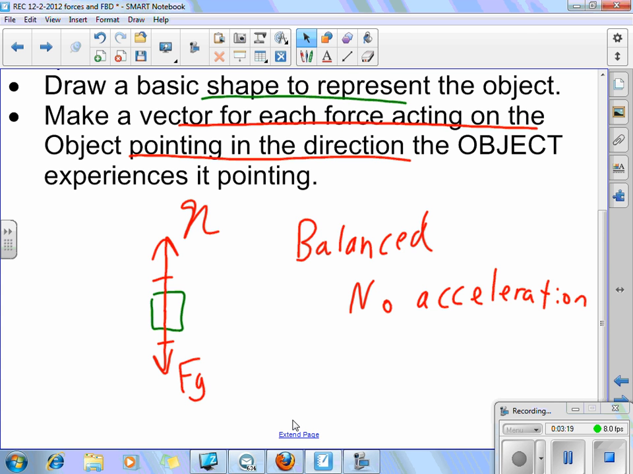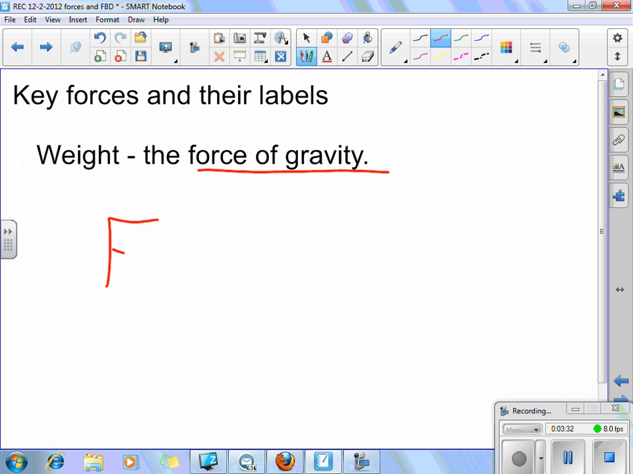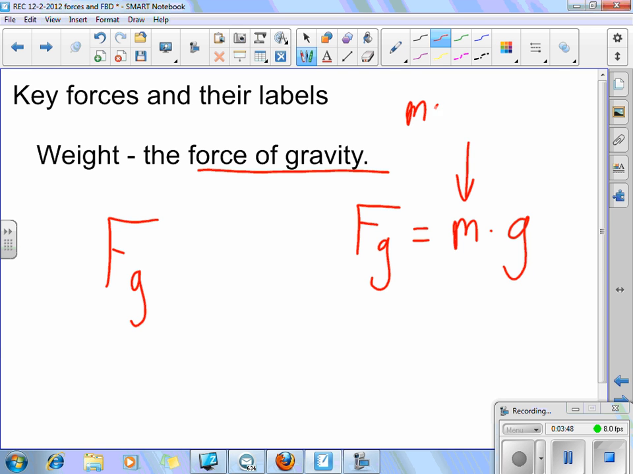Well, I knew to label this, and now I need to provide you the forces so you can do this as well just as easily. So first off, we need to know the key forces on their labels. Weight is also referred to as the force of gravity. We abbreviate that F with a little g. And by the way, it can be easily calculated. Fg is calculated as mass times the acceleration of gravity. And the acceleration of gravity changes depending upon the planet you are on, so your weight changes. But keep in mind, mass does not change.